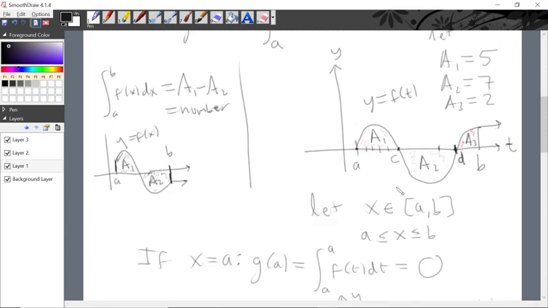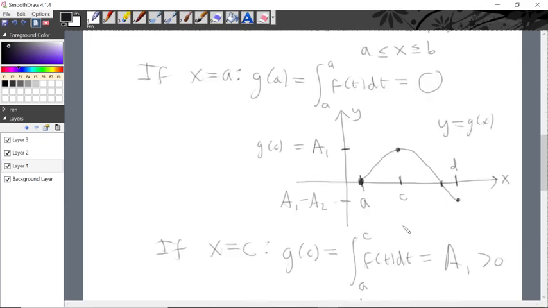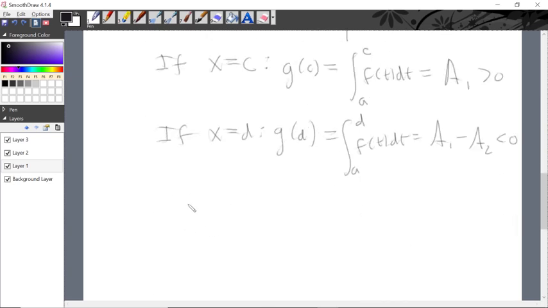Okay. Now let's say we continue out all the way towards B, right? As we choose values of x between D and B, let's choose a value of x like right here. Now we're going to have all of A1 minus all of A2, and then we're also going to add this amount of area. So we're going to move back in the positive direction again. All right, so that means that G is going to start increasing again. And what's going to happen if we let x equal B?